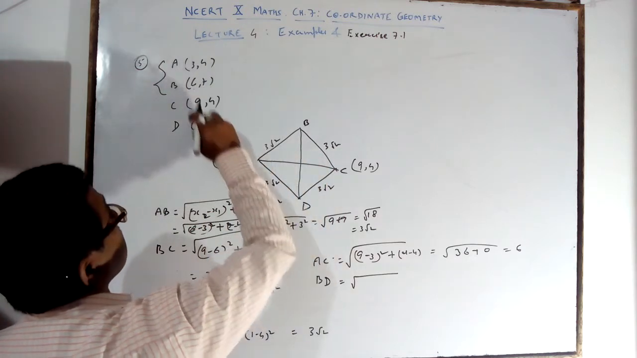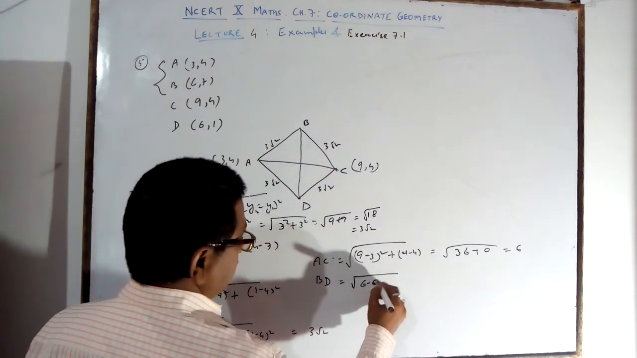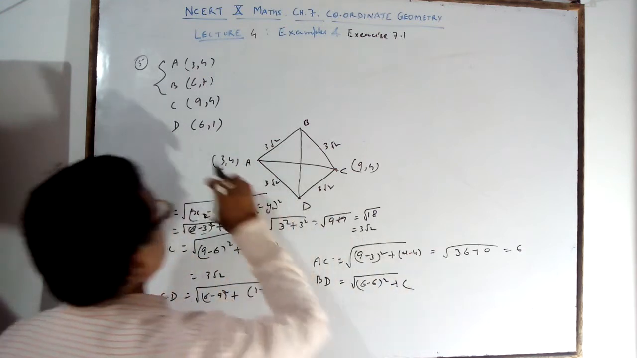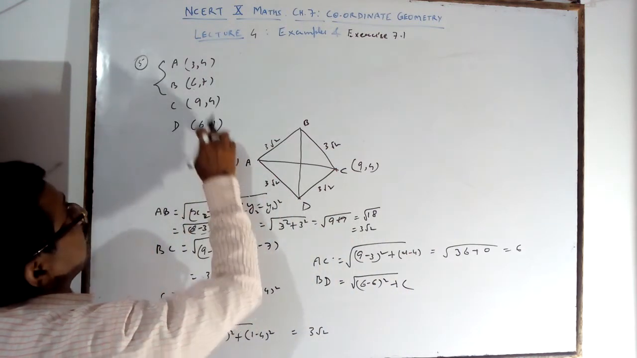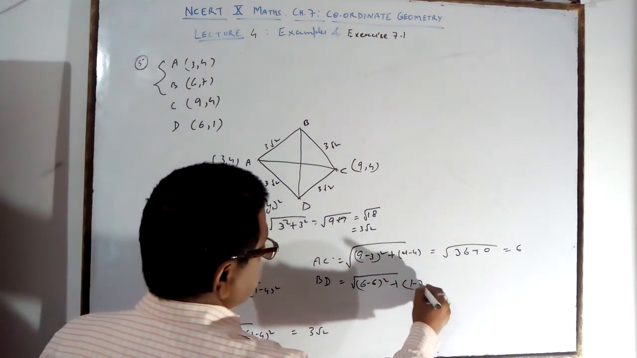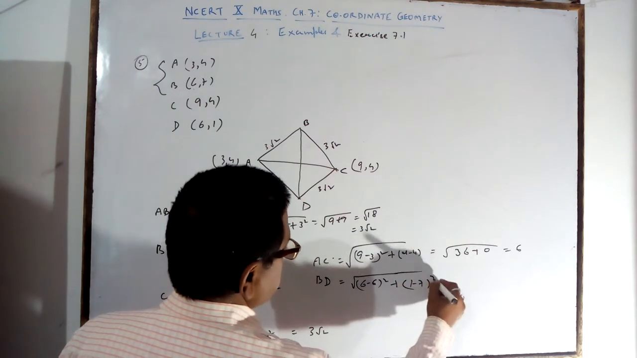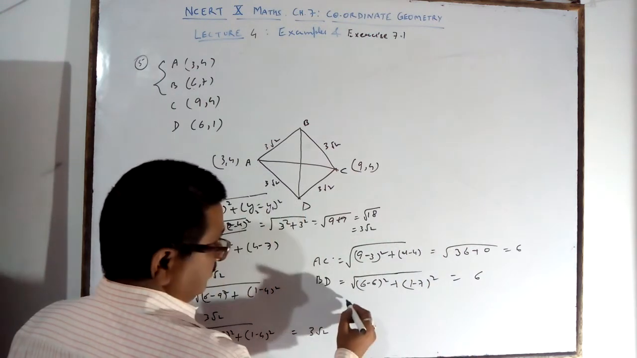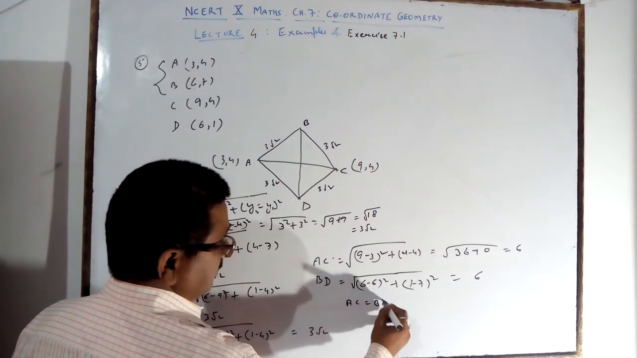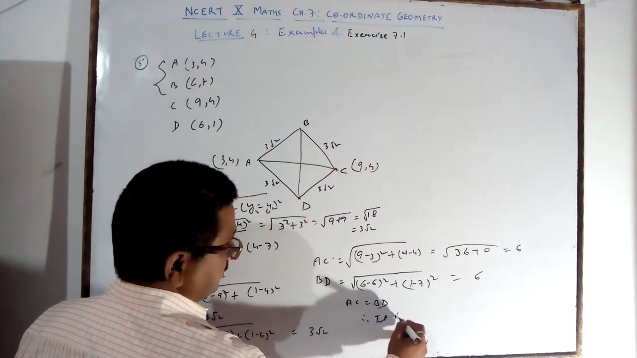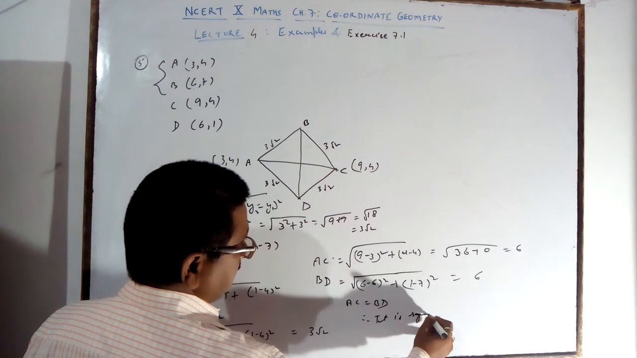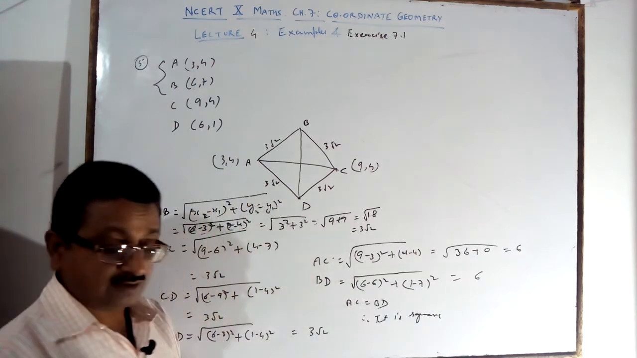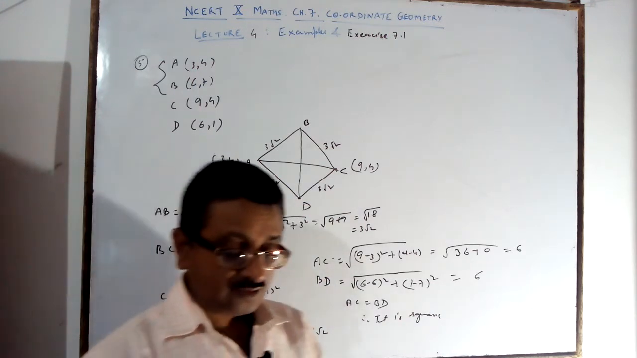Here also you are getting BD. Coordinate of B is 6 and 7, and of D is 6 and 1. 6 minus 6 is 0, plus 1 minus 7, that is minus 6. So again you are getting 6. Because AC is equal to BD, it is a square. It is a square only when all the sides are equal and the diagonals are also equal.